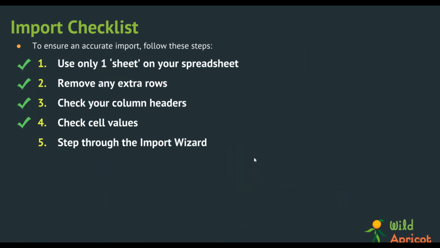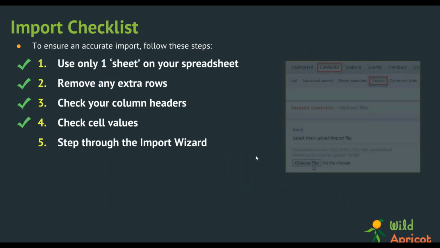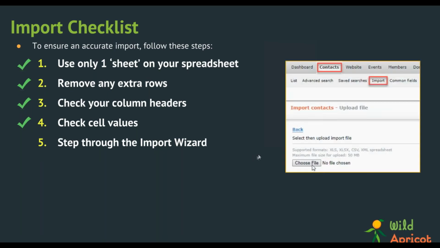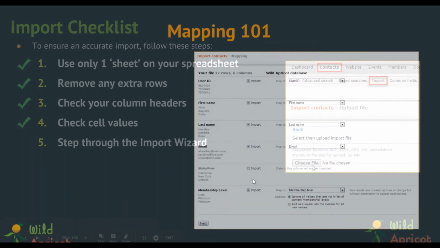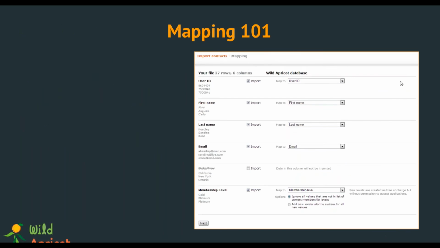And once you've done that, you can actually take your file and begin to step through the import wizard. Wild Apricot has an import wizard that will help you through the process of mapping your data and making sure it gets to the right place. And of course, that's in contacts and then import. That will help you choose a file. And then you'll get to the process where you'll see the mapping phase. What the mapping phase does is take your data and put it into Wild Apricot into specific sections that you tell the program to do.